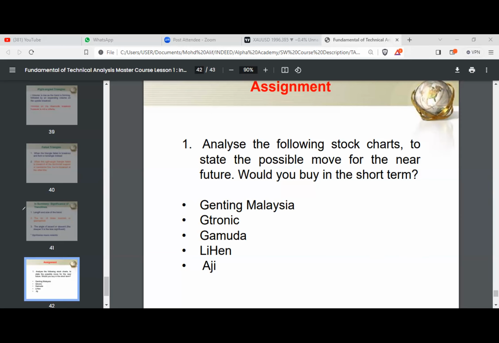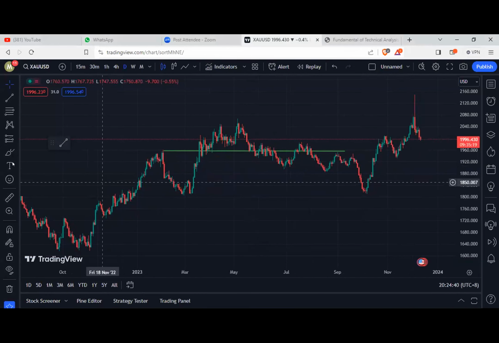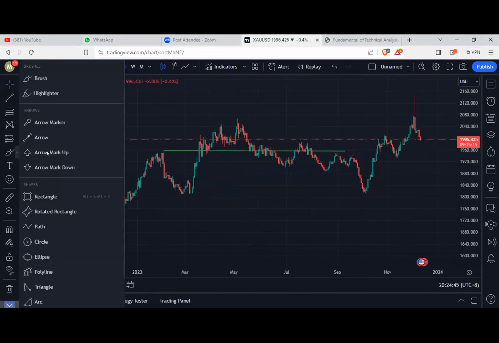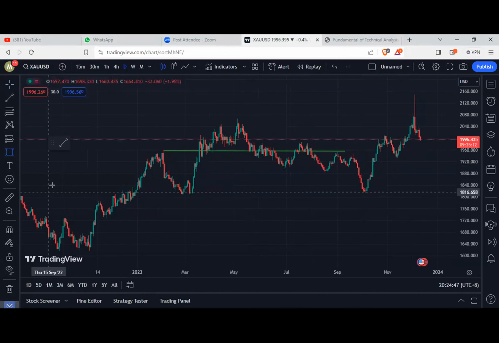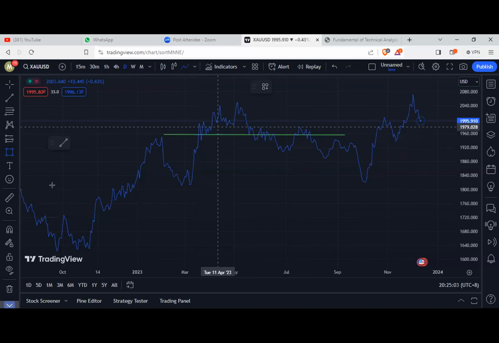Okay, so I open my TradingView. For example, here, this is the gold market. I use the rectangle. I think I noticed this is one of the chart patterns. Maybe double top also can, and head and shoulders also can. So just notice the neckline. Just identify the neckline. Okay, let me open the line chart.